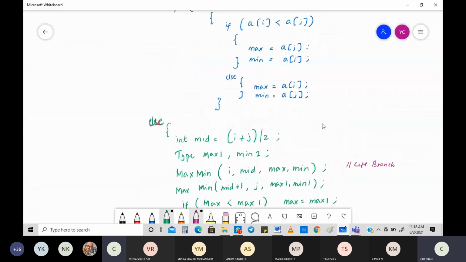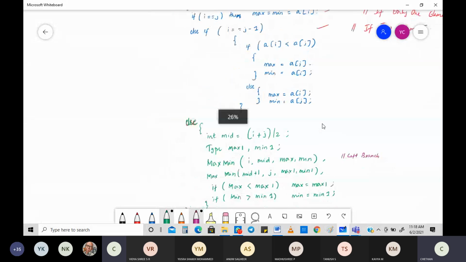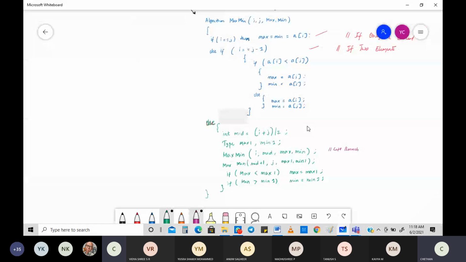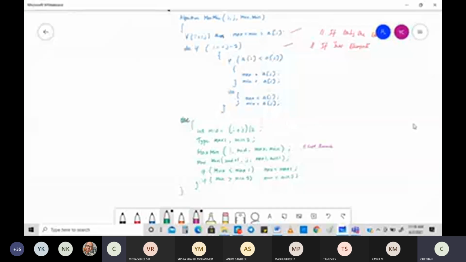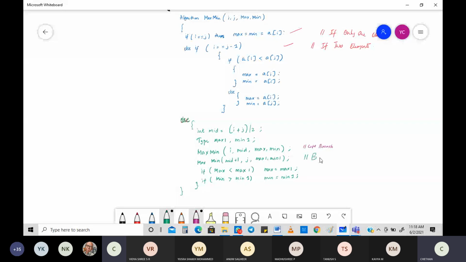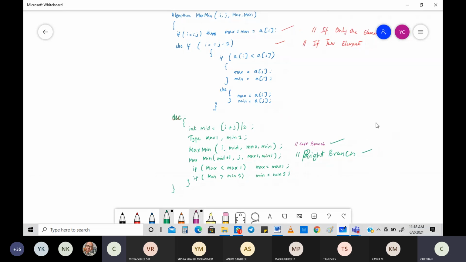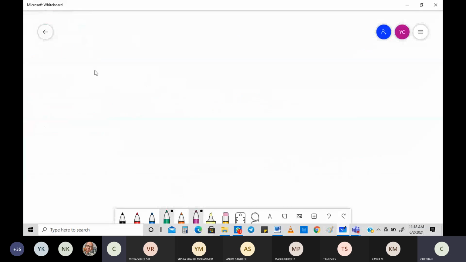What are the various things that you see right here? This is with regard to the left branch, or the right branch, sorry. This is with regard to the right branch. So this is the left branch, this is the right branch. This entire thing is nothing but the algorithm aspect of it. The algorithm is all done. The next thing is figuring out what is known as the time complexity. That's very important again.